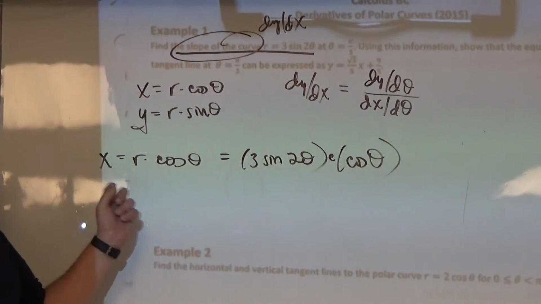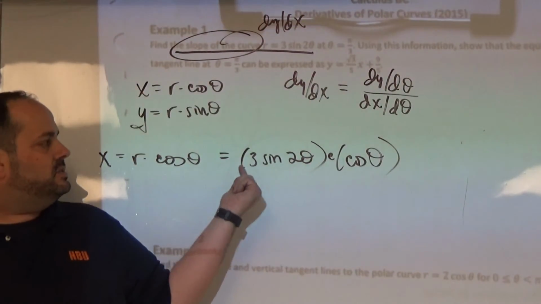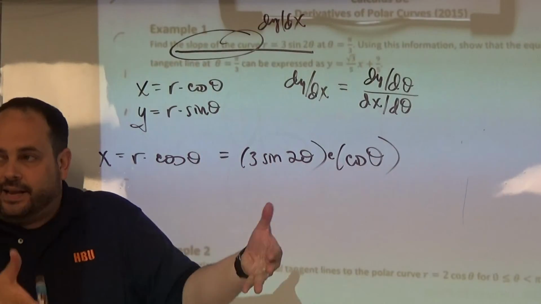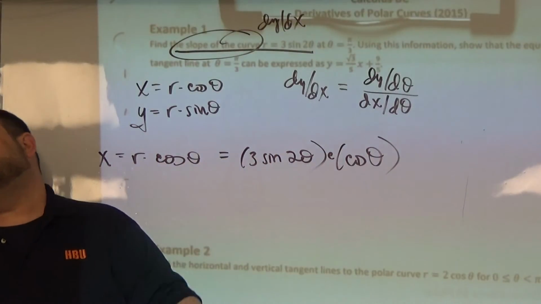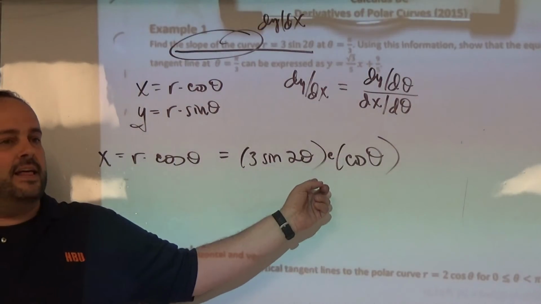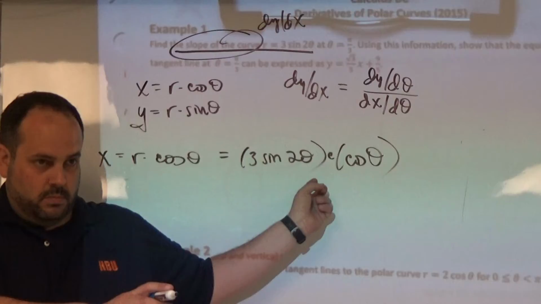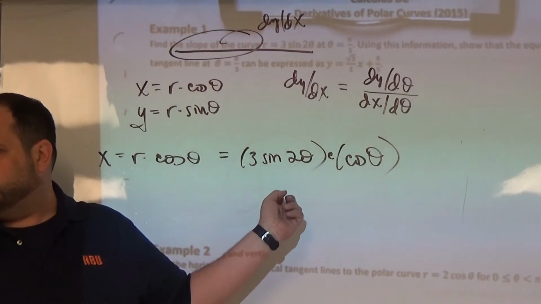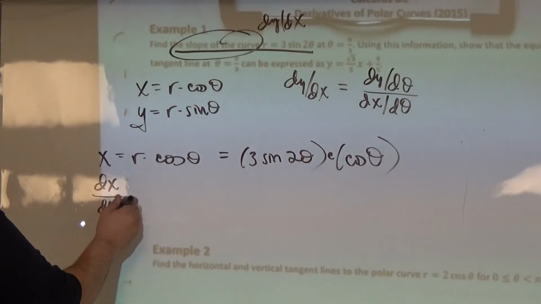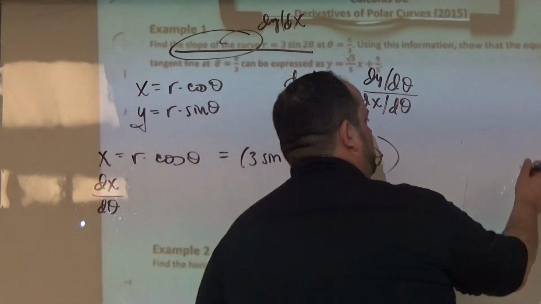So my x value at any angle theta is 3 sine 2 theta times cosine theta. This is x. What I need is dx d theta. What I hope is that once we get here, this part feels good, that this part feels pretty comfortable, right? So I'll give you a second. I'm going to work it out, but don't look up until you're ready.